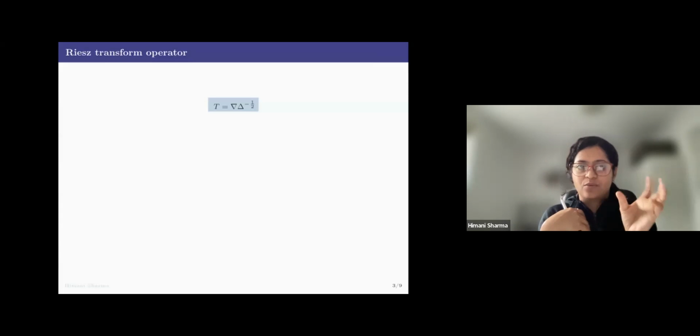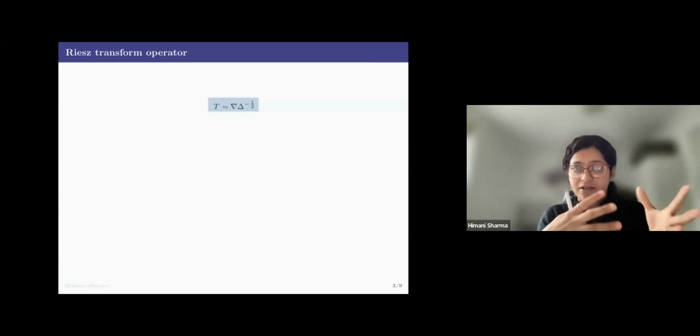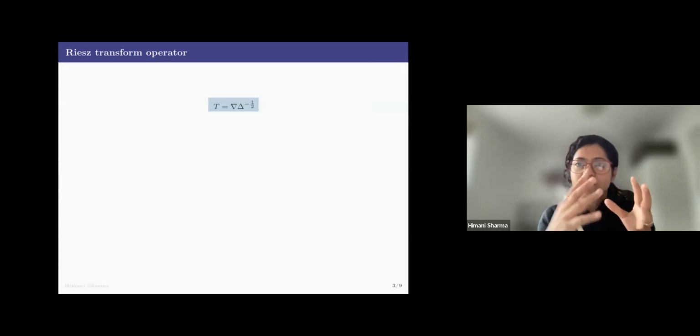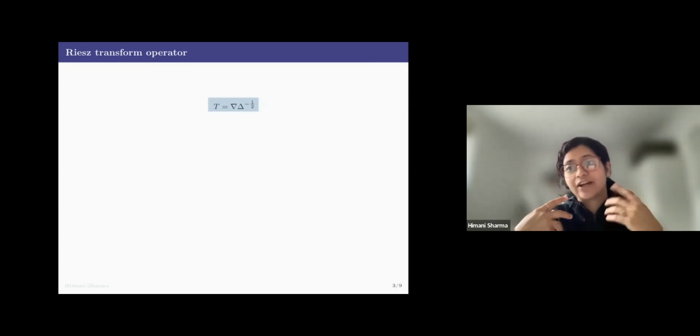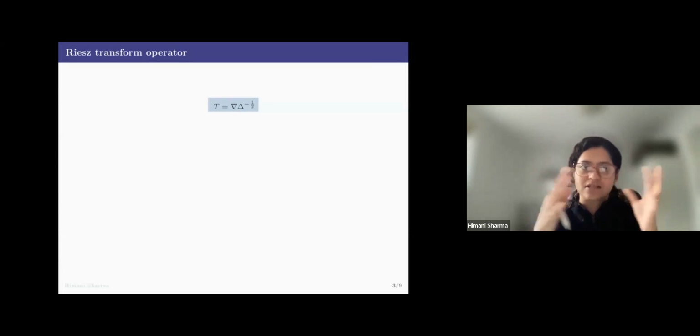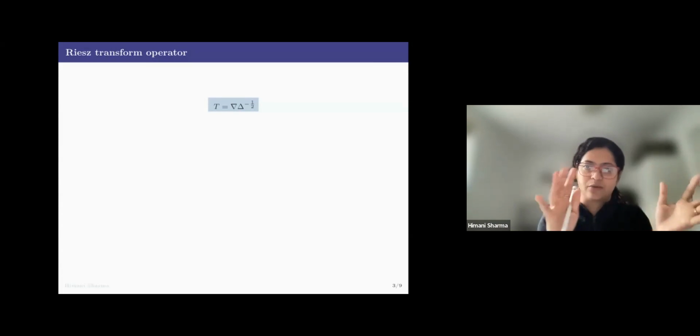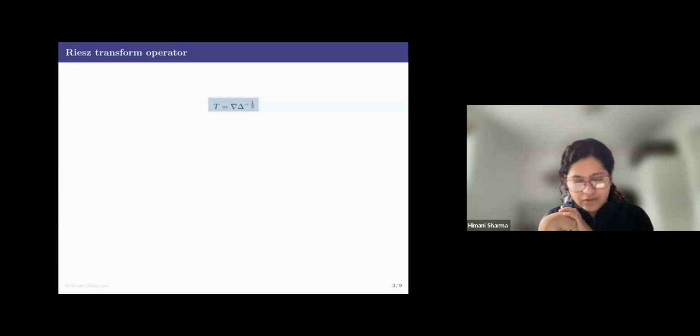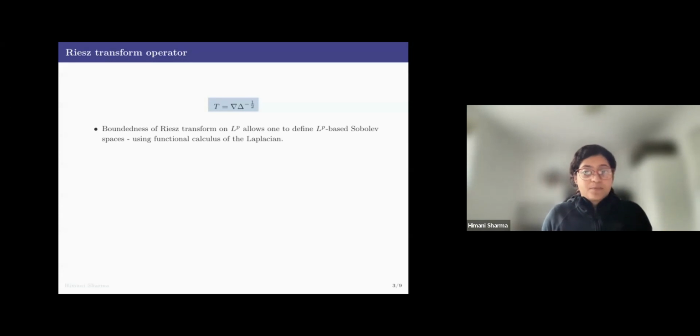So we are going to see what a Riesz transform is, what conditions we have, why we study the Riesz transform, and some boundedness results on that and their equivalence with the square functions. Boundedness of the Riesz transform on L^p allows one to define L^p-based Sobolev spaces using functional calculus of the Laplacian.